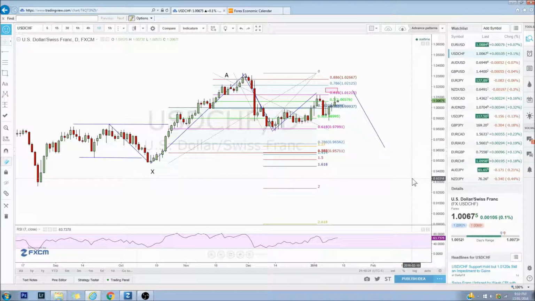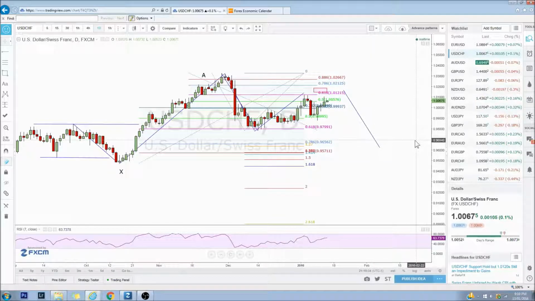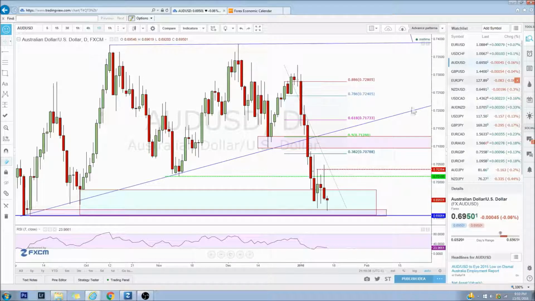And no harm, no foul. I didn't get into the trade. I didn't lose anything. But yeah, we got a few setups throughout the place.